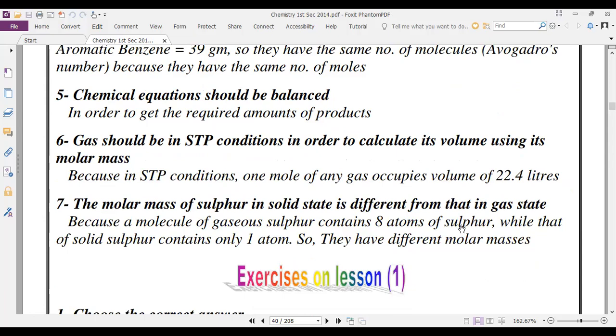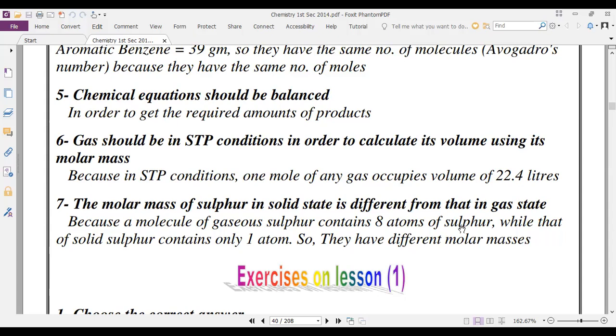The chemical equation should be balanced in order to get the required amount of product. Gas should be in STP conditions in order to calculate its volume using its molar mass, because in STP conditions, one mole of any gas occupies a volume of 22.4 liters. Yes, number 7, the last one.